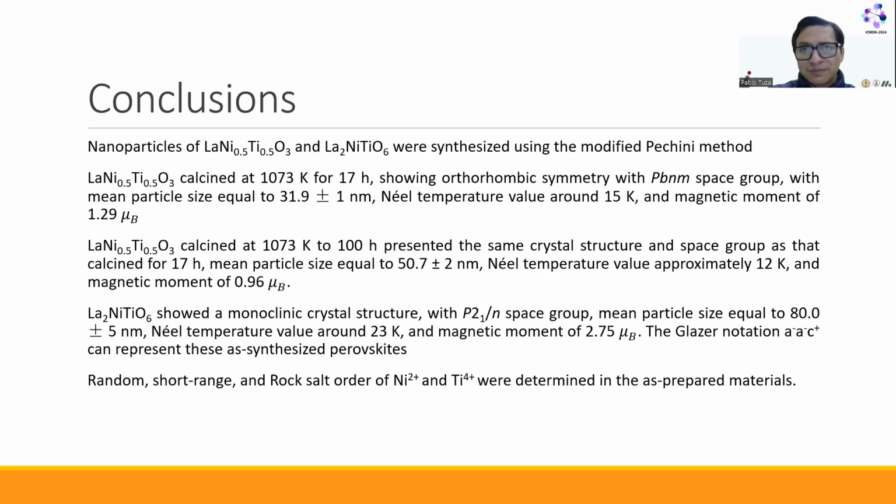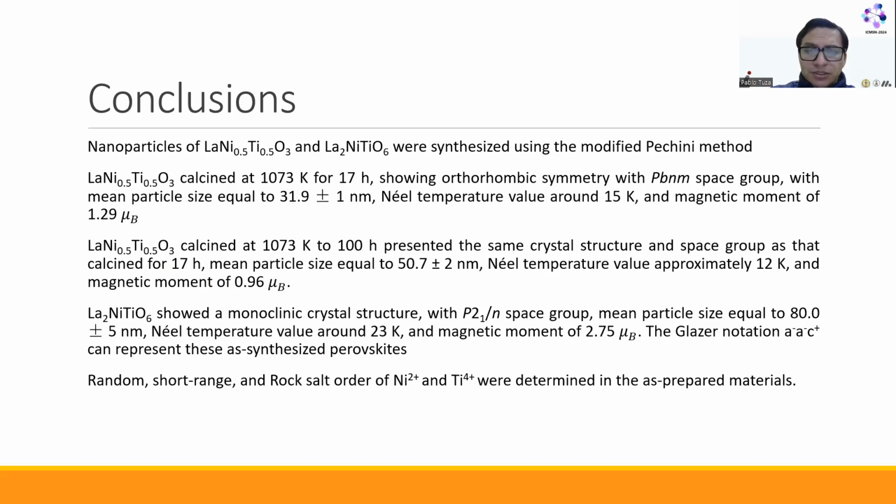Sample 1 and sample 2 presented similar symmetry and space group, which was orthorhombic and PBNM, while for sample 3, the symmetry was monoclinic with the space group P21/N. The particle sizes of these materials were around 30, 50, and 80 nanometers for sample 1, sample 2, and sample 3, respectively.